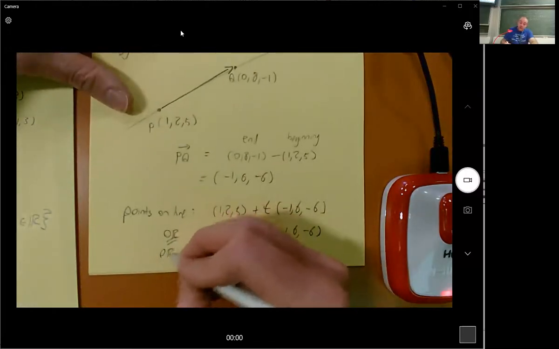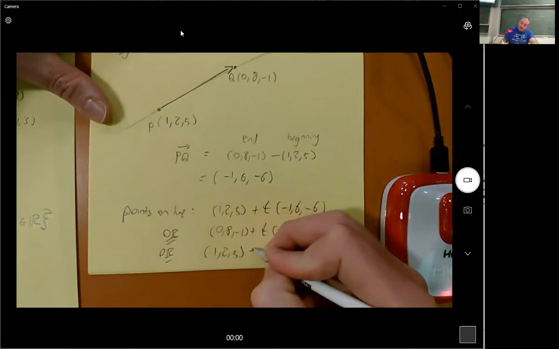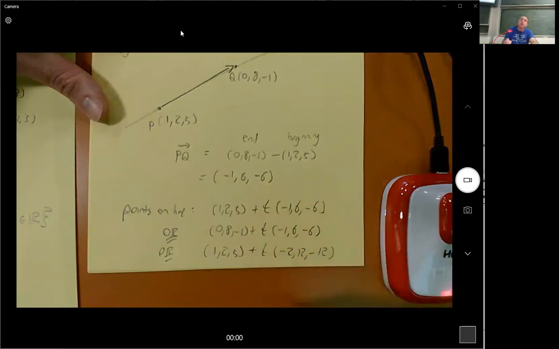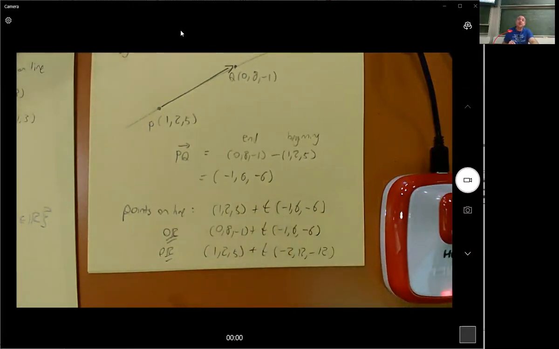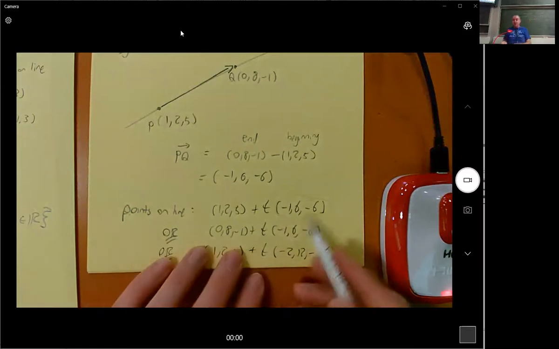Or I could just do any point, like I could just do 1, 2, 5, and t of minus 2, 12, minus 12. That would also work too. Any multiple of this is fine, because it's still a journey that lives on the line. I wouldn't normally do that, but it's possible. You can do whatever you wanted. Any multiple of this is fine.